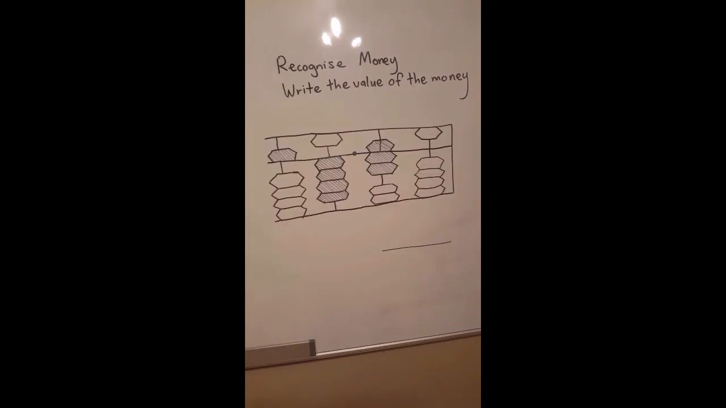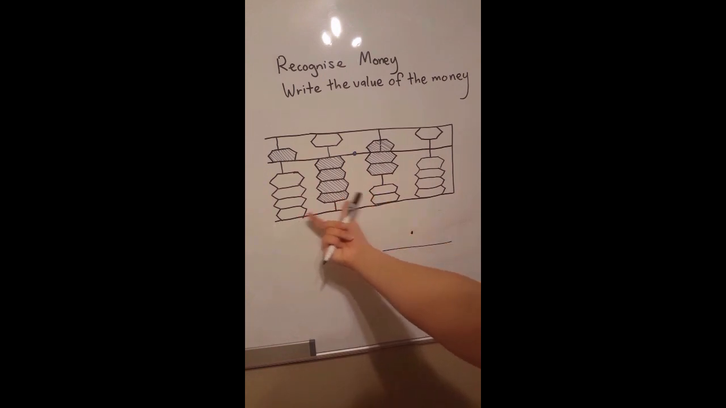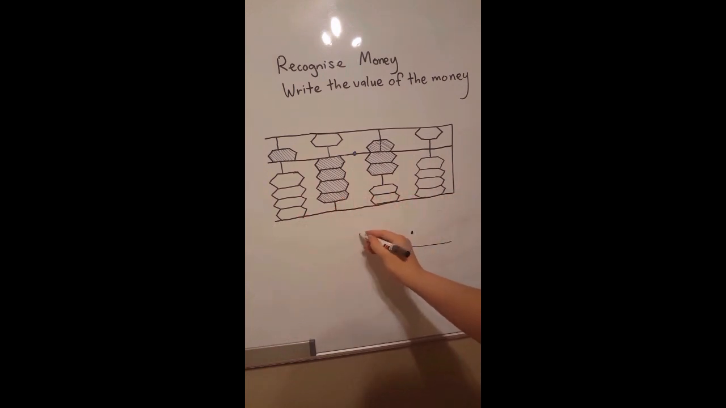Okay, let's say we have an abacus and we are going to write the value of the money. So notice that there is actually a dot here. This dot separates ringgit and cent. Okay, so you can write the dot here. It separates the ringgit and cent. Now, let's start with the cent, okay?